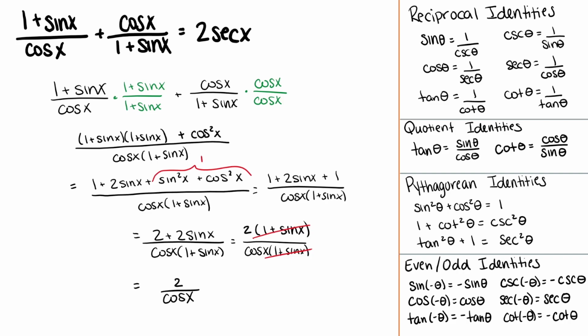And we know from our reciprocal identities that 1 over cosine x is secant x. So if we hold that 2 in front, we get 2 times 1 over cosine x, or 2 times secant x, which is exactly what we were trying to get, and we've verified this expression.